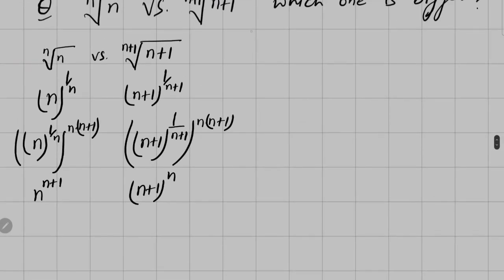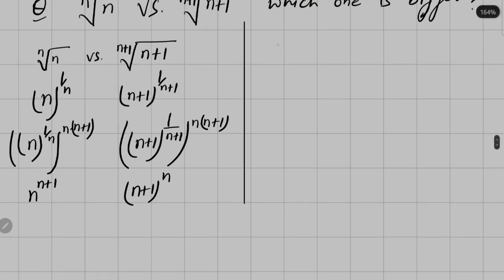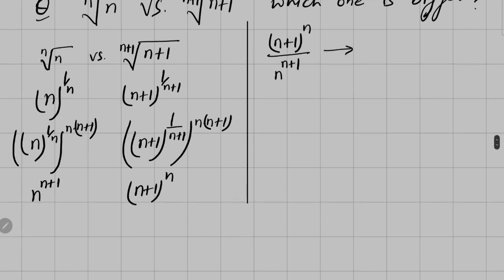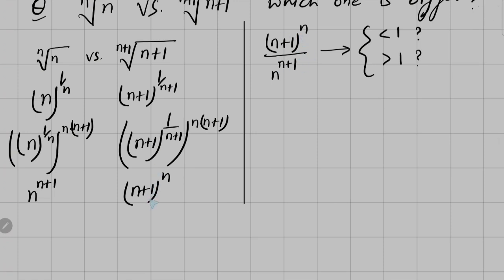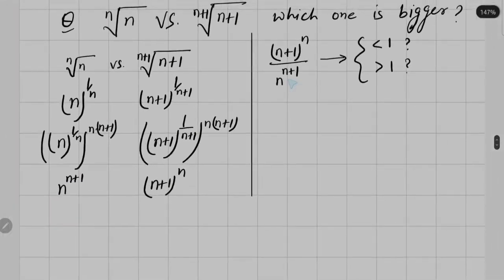If we divide the expression, that is (n+1)^n divided by n^(n+1), then my goal is to check whether the expression is less than 1 or bigger than 1. If the expression is less than 1, this expression is less than this expression. If it is bigger than 1, this expression is bigger than this expression. So my goal is to check whether this expression is less than 1 or bigger than 1.